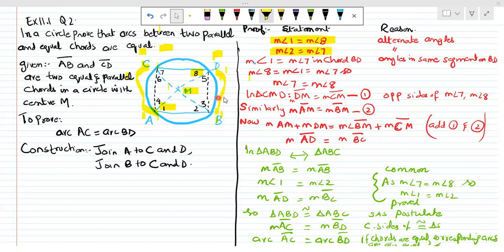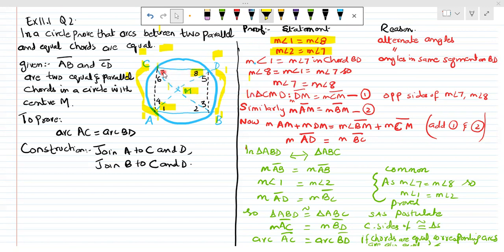And now we can see that angle 8 is equal to angle 1, and angle 1 we have proved is equal to angle 7. So it means angle 7 and 8 are equal. Now come to the triangle CMD. Here we have triangle CMD.